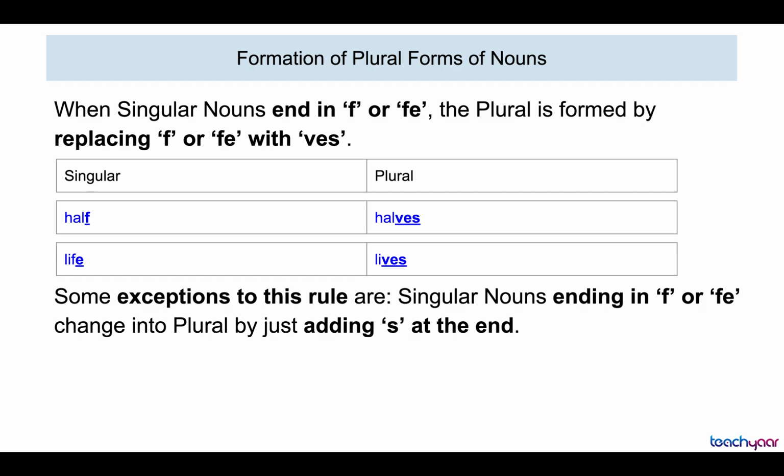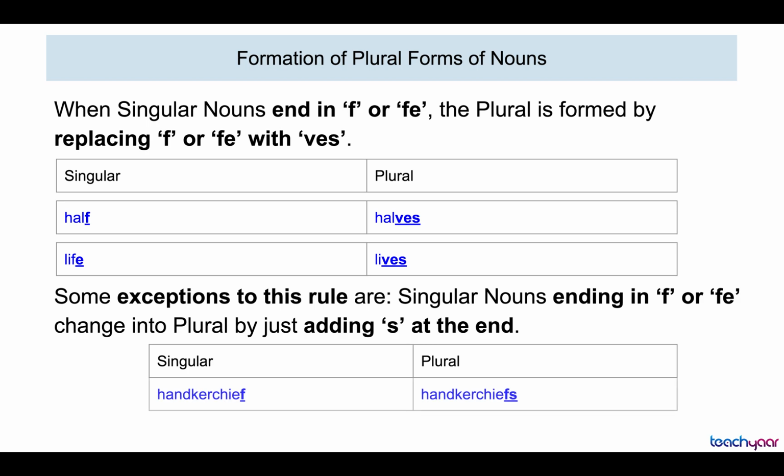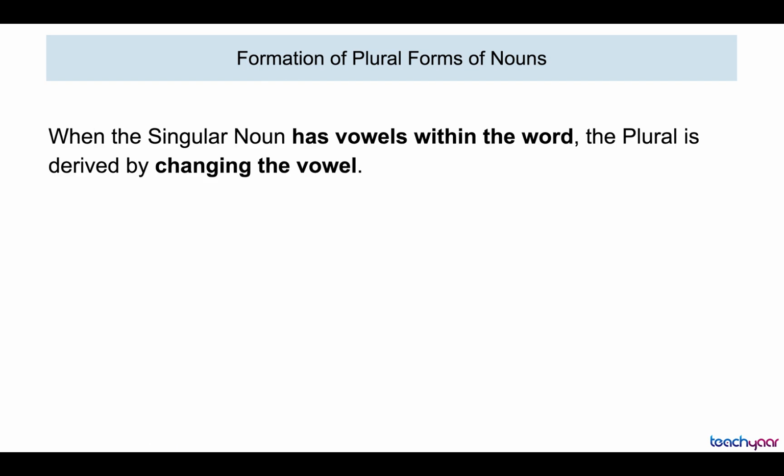Some singular nouns which end in F or FE change into plural by just adding S. That means we don't have to add VES, we just add S at the end. For example, handkerchief. It ends in F, we just add an S there: handkerchiefs. Safe, a safe is a locker, and instead of FE, we just put FES: safes.